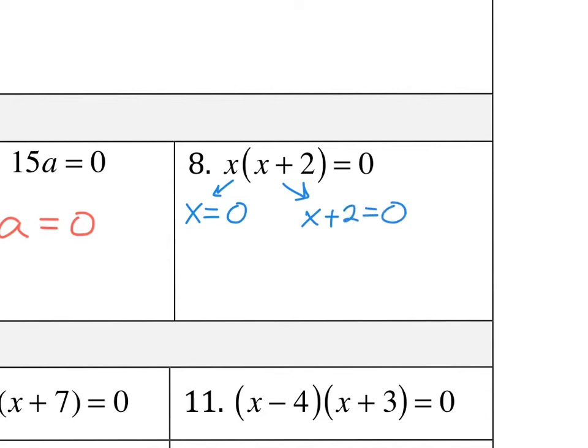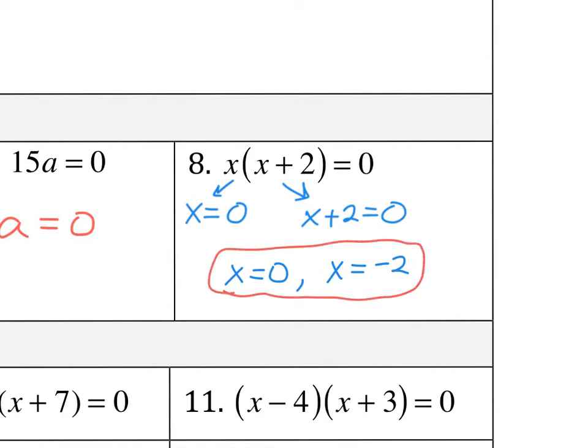So notice what we've done. We started with this expression up here, which had multiple x's, and when I multiply this out with the distributive property, I get x squared. That's a quadratic. But because of the nature of 0, I can split it up into linear equations. Now when you solve this, x equals 0 remains the same, and x equals -2. So what are my two options? x is 0 or x is -2. It's one or the other. Technically, it could be both, depending on the context. So we have two options here.